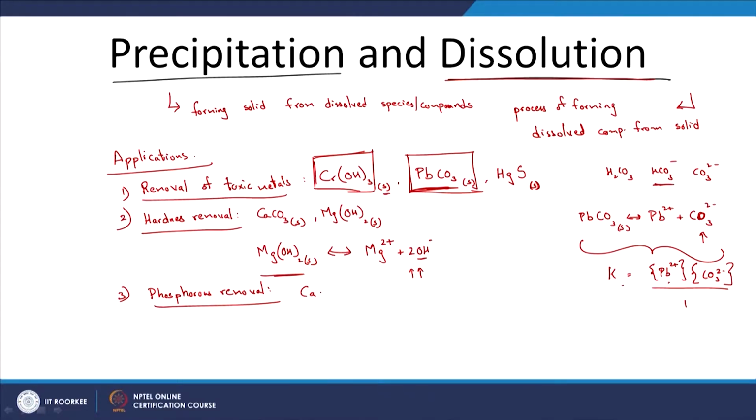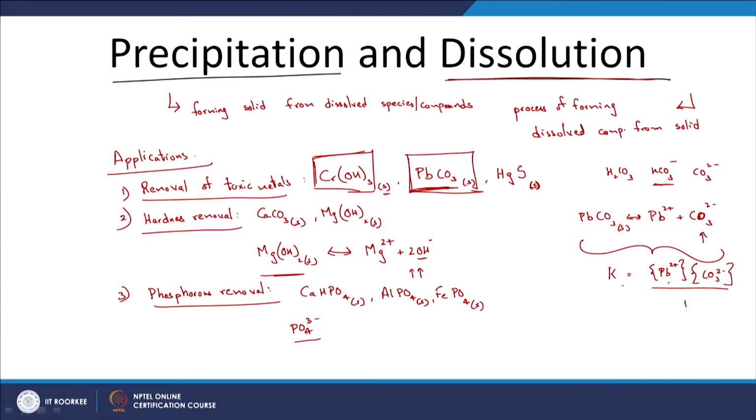There are biological processes that can assist in removal of phosphorus, but we also have chemical processes, whereby you can precipitate out phosphorus. Some of the forms in which we can precipitate them out are CaHPO4 solid, AlPO4 solid, and FePO4 solid. So here more or less what is the PO4? PO4 3 minus.